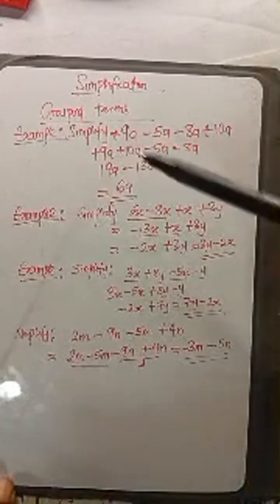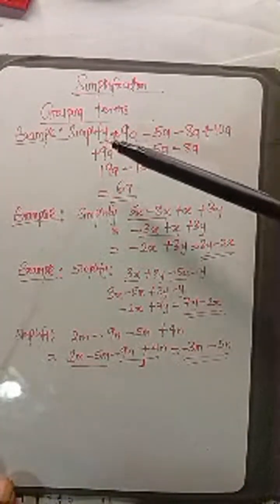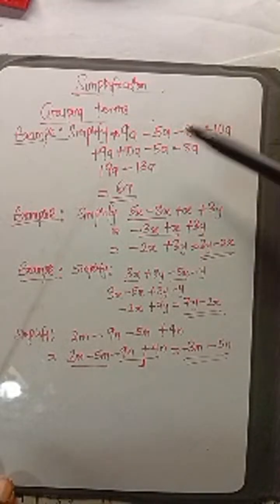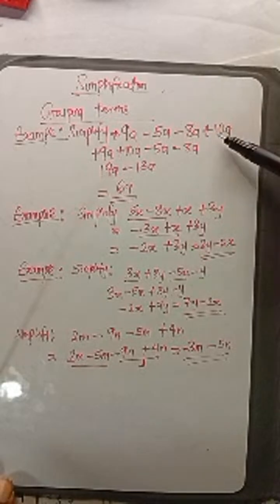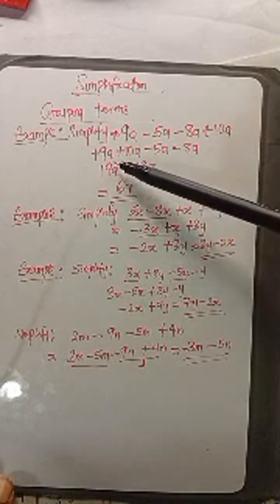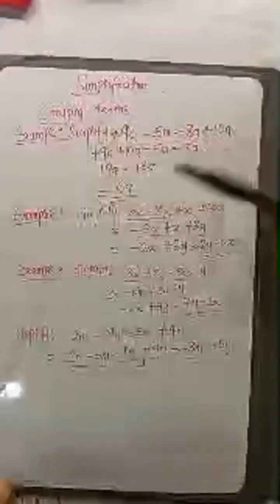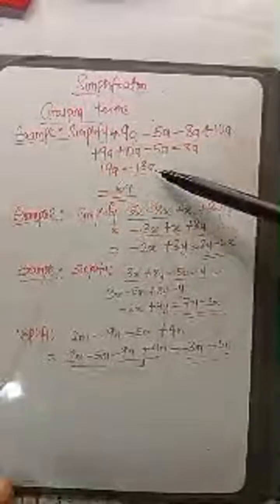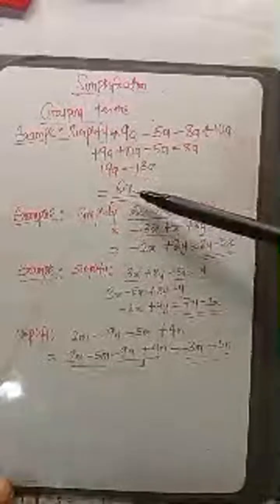I started from saying that if you want to simplify, we have 9a minus 5a minus 8a plus 10a. 9a plus 10a minus 5a minus 8a. So 19a minus 13a. So by the time you add it together, you have 6a.